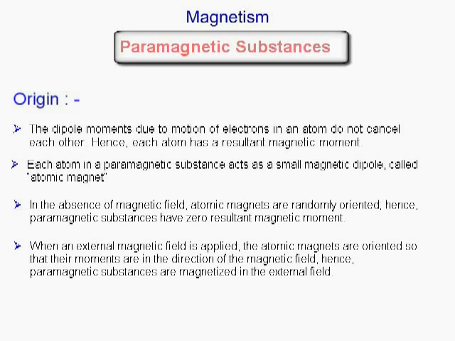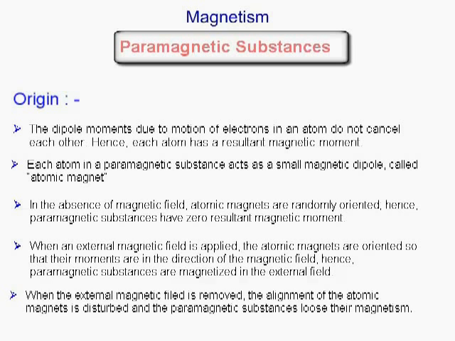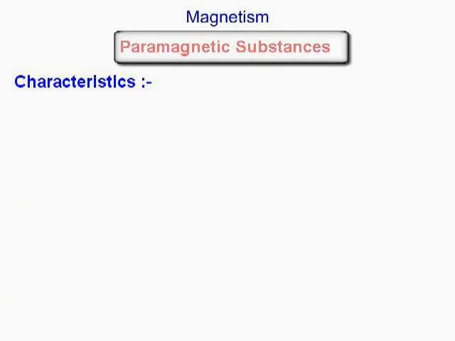When an external magnetic field is applied, the atomic magnets are oriented such that their moments are in the direction of the magnetic field. Hence, the paramagnetic substances are magnetized in the magnetic field. When the external field is removed, the alignment of the atomic magnets is disturbed and the paramagnetic substances lose their magnetism. Like diamagnetic substances, the paramagnetic substances also have certain characteristics.